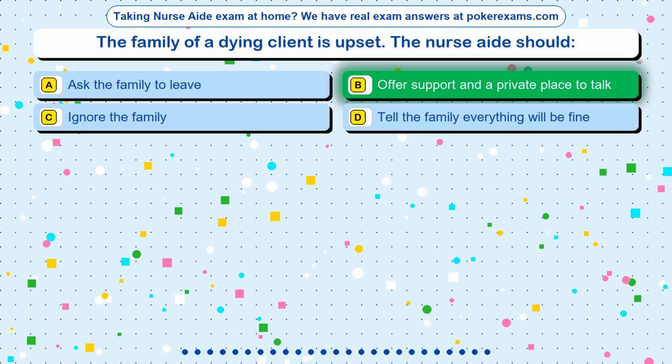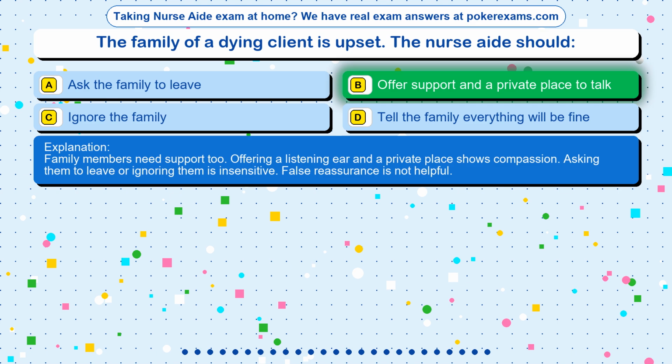The correct answer is option B, offer support and a private place to talk. Family members need support too. Offering a listening ear and a private place shows compassion. Asking them to leave or ignoring them is insensitive. False reassurance is not helpful.